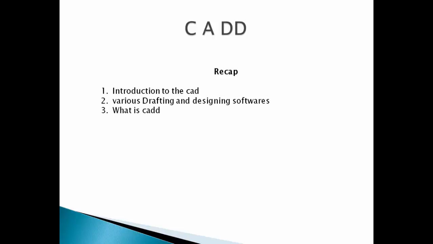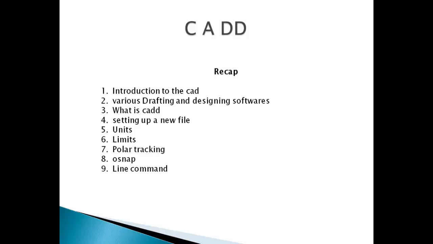So previously we did an introduction to CAD, computer aided applications, in lecture 1, and then we covered various drafting and designing software, and had an overview of that. Then we covered what is CAD, and on the practical part, how to set up a new file in CAD, how to set units, how to set limits, how to set our drawing sheet and drawing working area, then polar tracking and snap. Then we also did the line command in the draft portion.